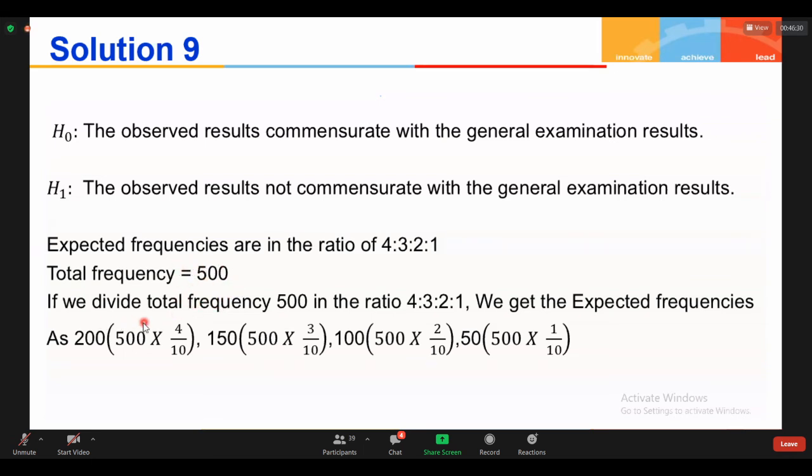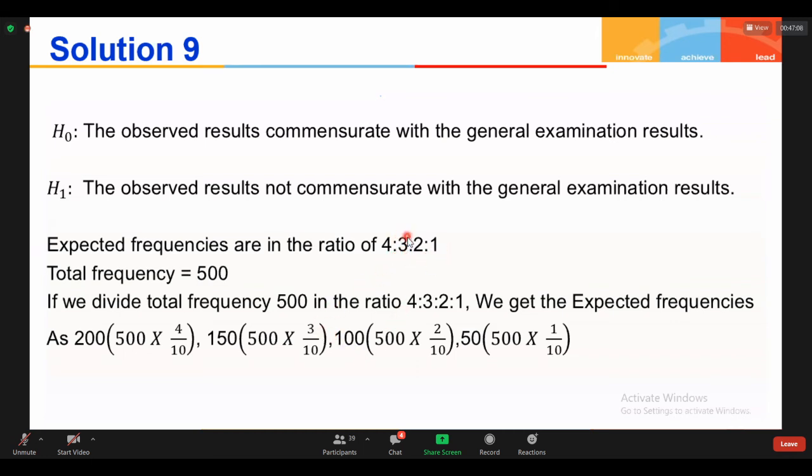If you divide the total frequency 500 in the ratio of 4 is to 3 is to 2 is to 1, we get the expected frequencies. The first expected frequency is 500 into 4 by 10. Simplifying this, we get the first expected frequency, that is 200. Similarly, 500 into 3 by 10. See here, this is the ratio for expected frequencies: 4 is to 3 is to 2 is to 1.